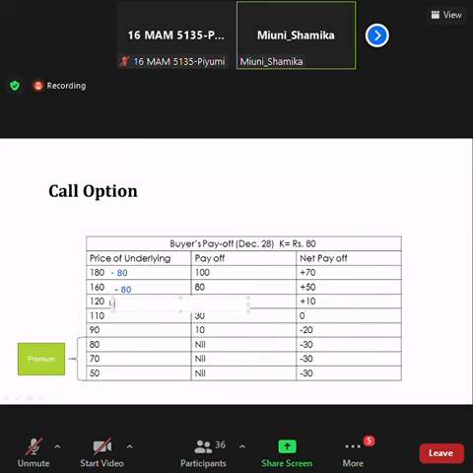Therefore, we have a payoff of 80. So likewise, you can calculate the payoff. 40. Here 30. Here 10. Why do we have nil here? Why is there no payoff? Because when the underlying price is 80, 70 and 50, he will not exercise this option.